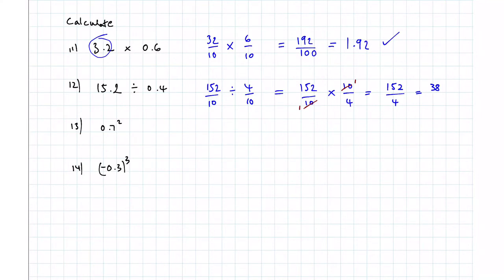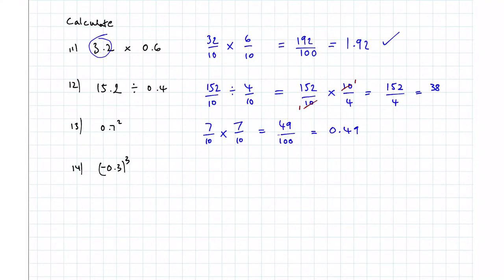Question 13, 0.7 squared. You could use fractions again. 7/10 multiplied by 7/10. Remember, squaring something, you times it by itself, multiply numerators, multiply your denominators. That's the right answer, 49/100. Again, you can write it as a decimal at the end if you want to. That's probably a better answer.